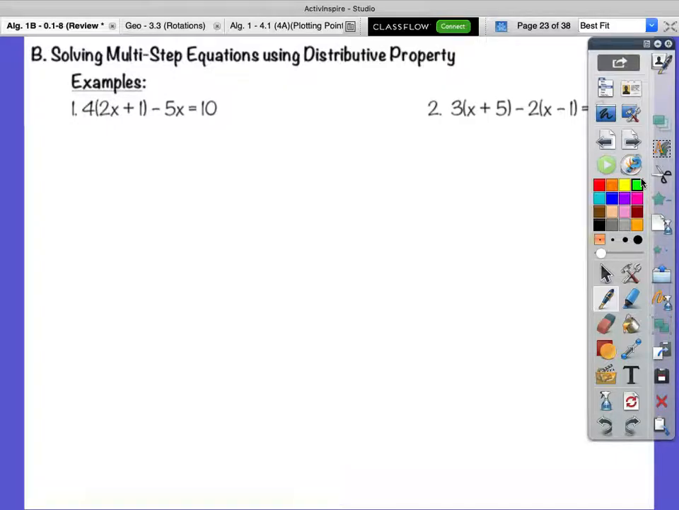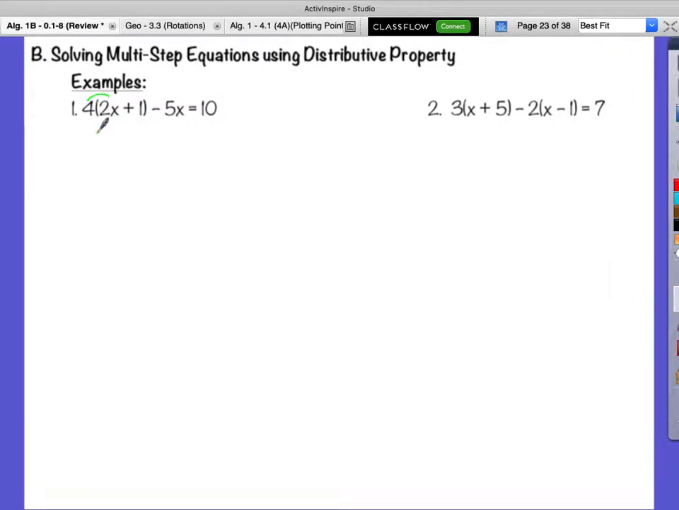Distributing, okay? So here, 4 times (2x plus 1) minus 5x equals 10. 4 times 2x is 8x. And then 4 times 1 equals 4. So plus 4, and we still have the minus 5x, right? Now, does this turn into an equation like we just had?